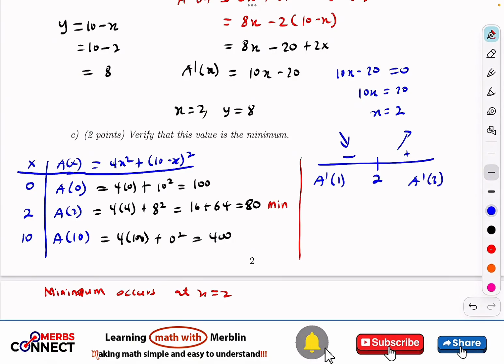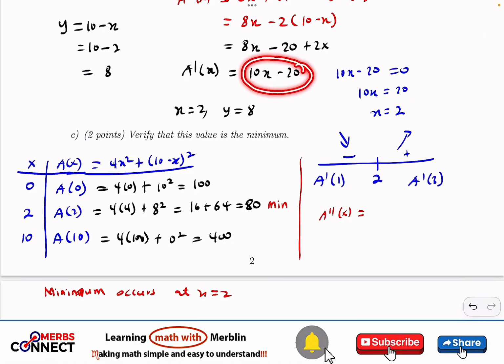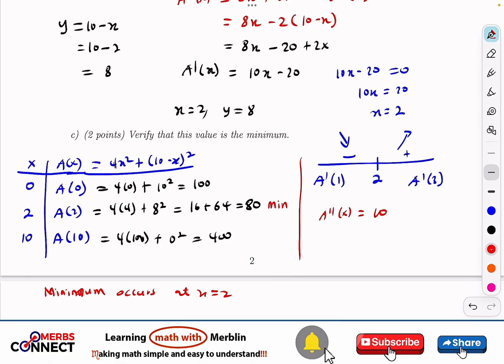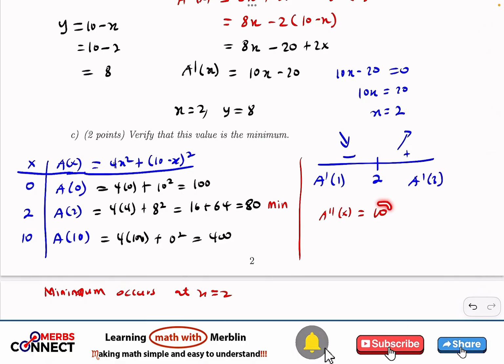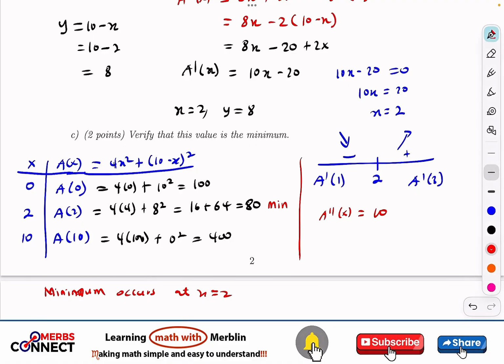Let's use the second derivative test too. For the second derivative test, we need to find a prime prime of x. When I take the derivative of this, I'm going to have this one to be 10. And remember, anytime we have the second derivative to be positive, we have what? Concave up. So here we have concave up. So now we are going to conclude that indeed the minimum occurs at x is equal to 2.